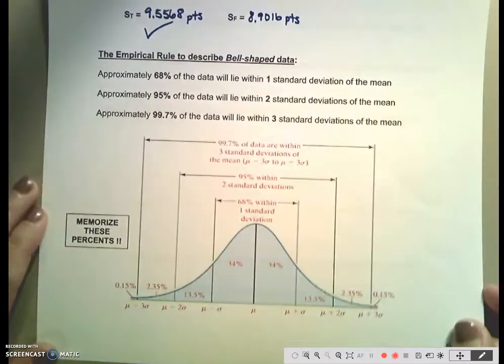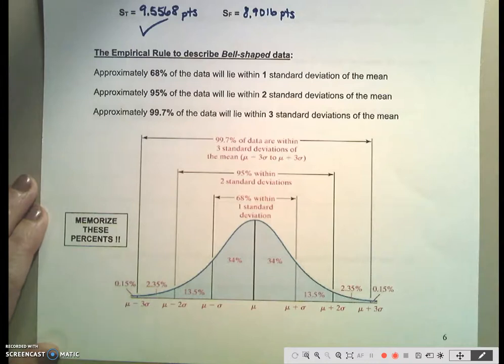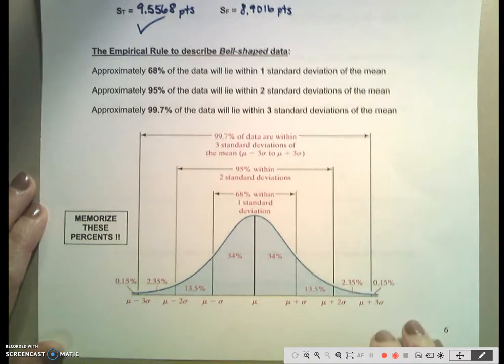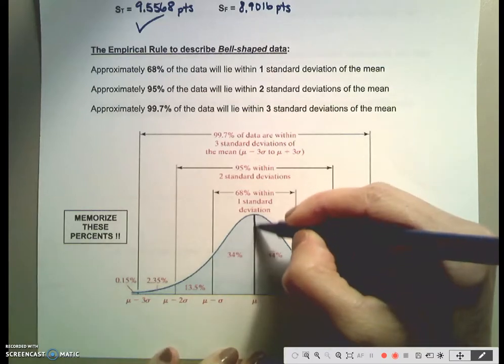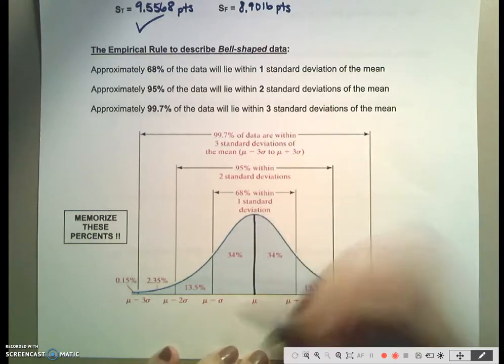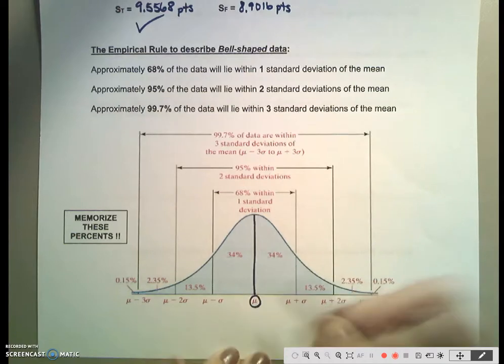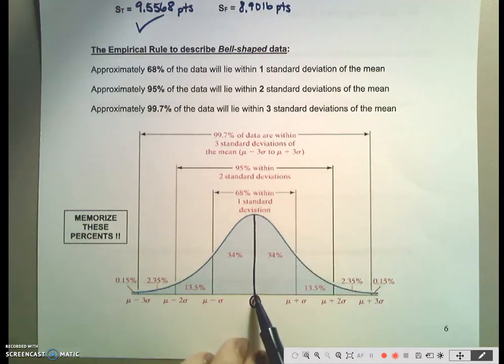All right, now let's talk about the empirical rule. The empirical rule puts together means and standard deviations and gives you a relationship between them. Here's what the empirical rule says, and it only works if you have bell-shaped data. This is the mean, of course, the center hump. There's your mean.